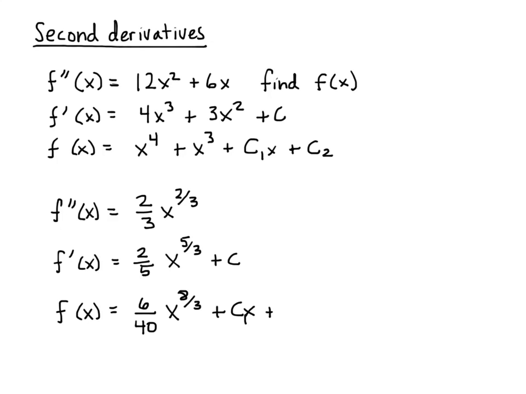Excuse me, I keep on throwing in integration, but we're really talking about antiderivatives. So I make a notation that this is C1x, and then this is C2 that I'm adding because I've taken an antiderivative again. And so that 6/40 simplifies to 3/20, and then my newest exponent is 8/3, and then I have the C1x plus C2, which are a result of having found two antiderivatives.